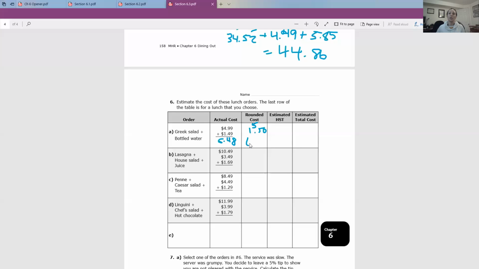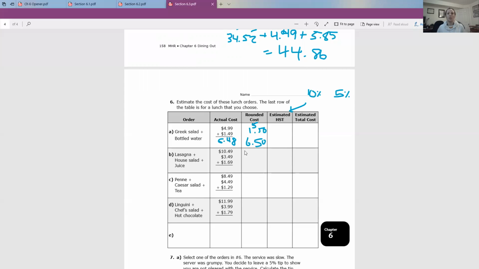I would be getting a total of $6.50. Now this goes back to an earlier unit, estimating our tax. Remember, we take the price, we break it up into 10%, and we break it up into 5%, because it's really easy to estimate 15%. So take your cost, and we're using our rounded cost to make our numbers easy.